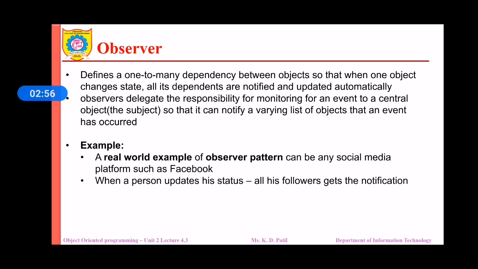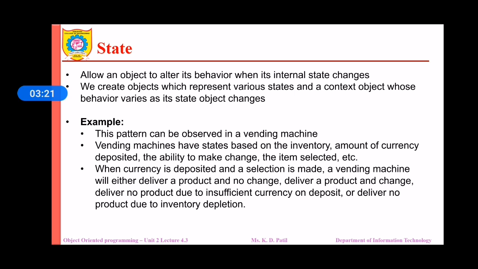For an example, let us consider a real-world example of an observer pattern that can be any social media platform such as Facebook. When a person updates his status, that status will be seen on the Facebook page and all the followers of that respective person get the notification. That is a good example of observer pattern. Let us see the state pattern.